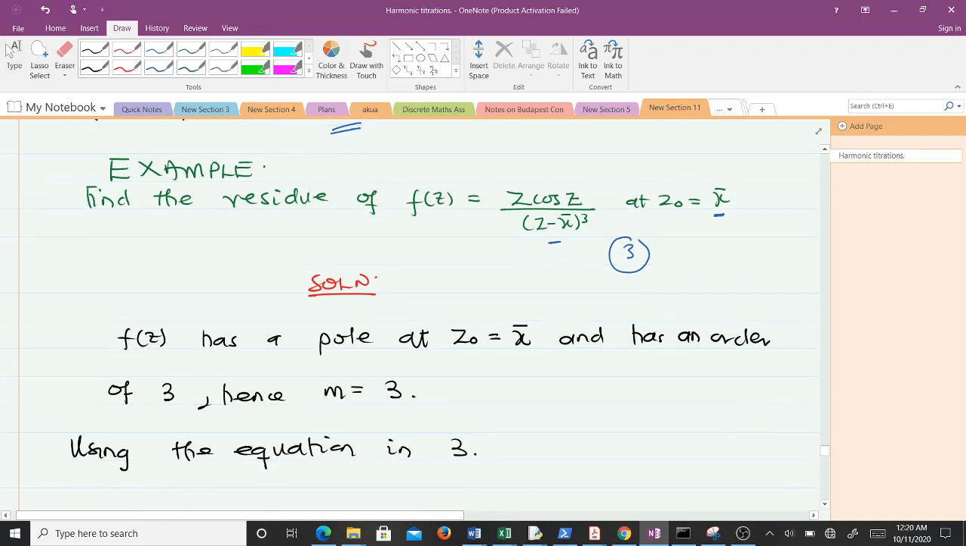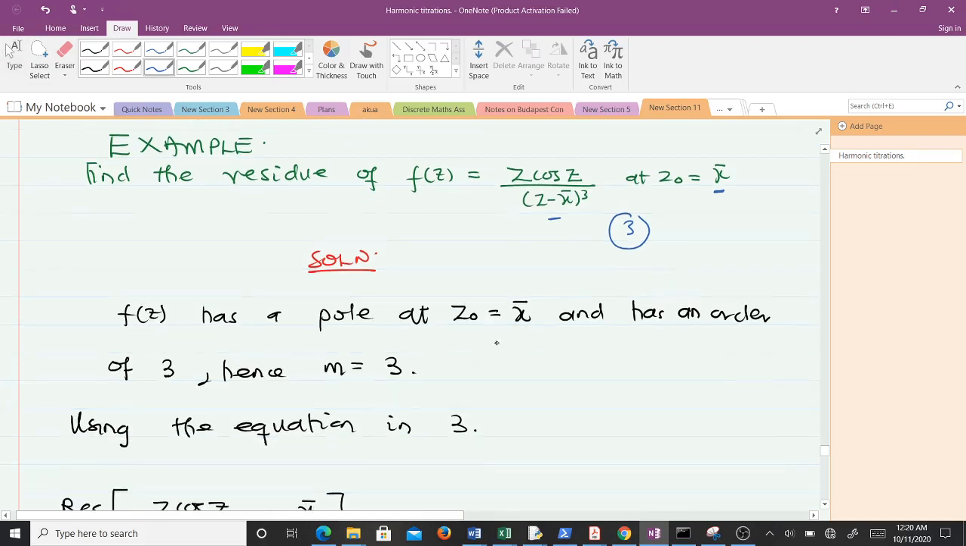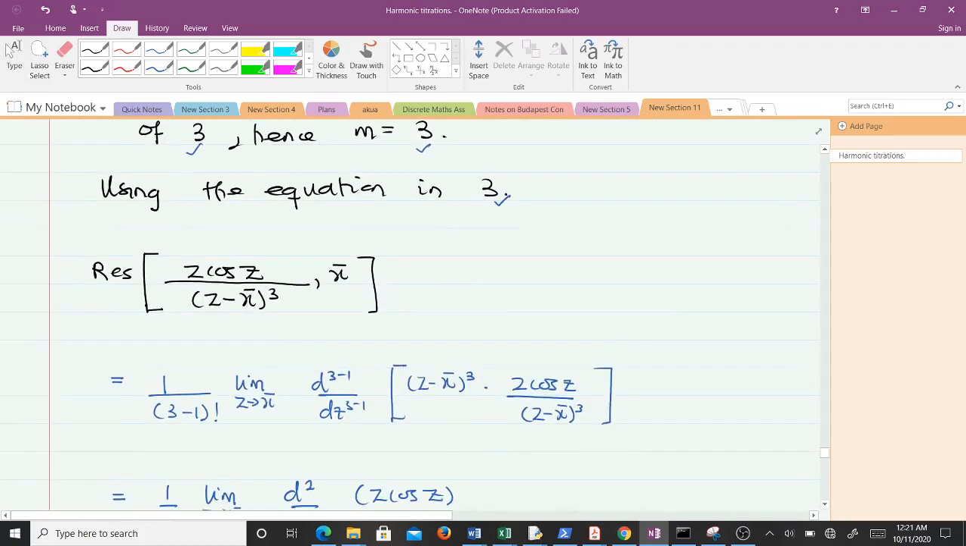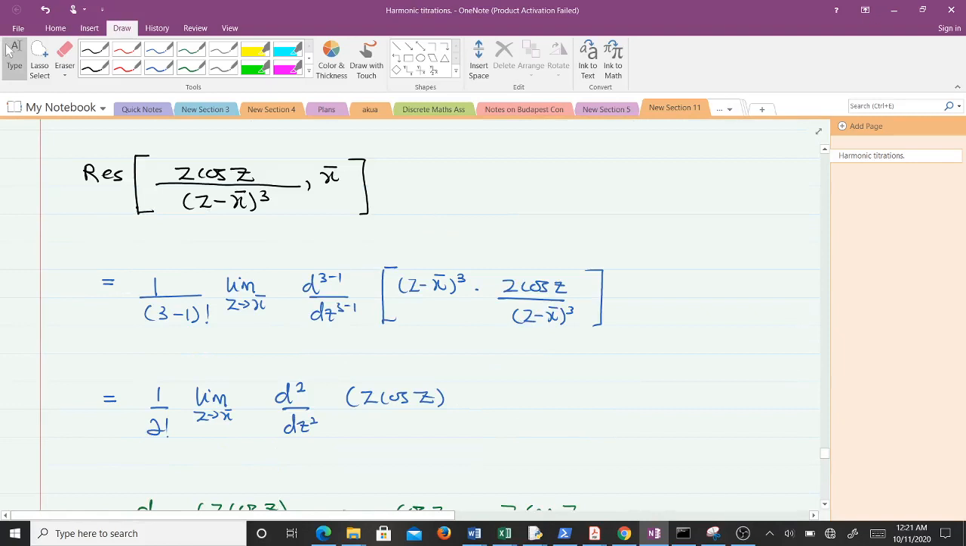So let's solve it. f of z has a pole at pi, and the order of the pole is 3, so hence m is 3, right? So using the equation in rule 3, we are using this particular equation. Then the residue of what we have here, this is in the question, is equal to 1 over, you should know we're having m here, but here our m is 3, so we do that replacement. Wherever we find our m, we put 3 there. Wherever we find our z0, we put pi there in the question.